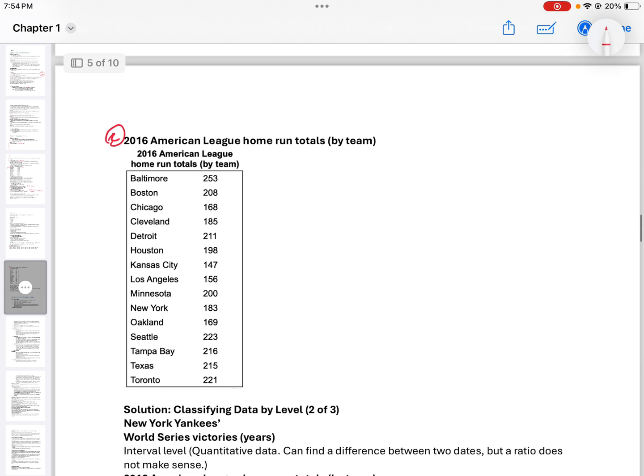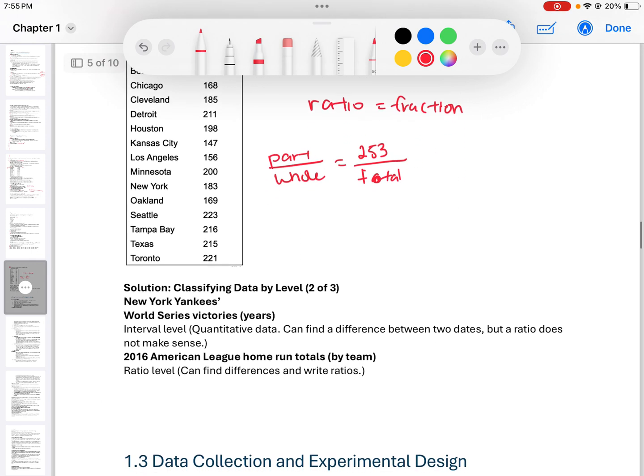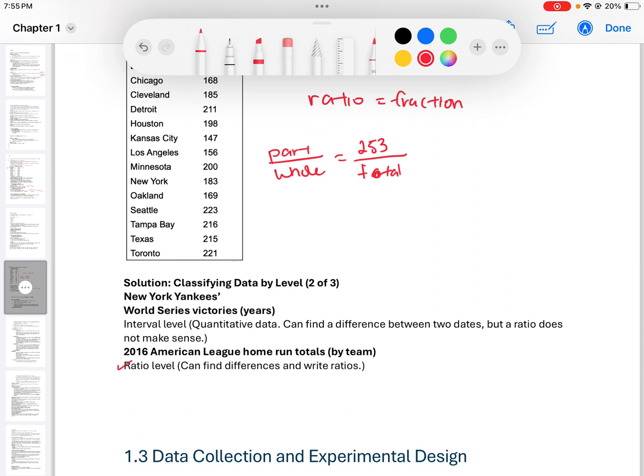One quick tell for me is the whole value of a ratio. When you think of a ratio, always think of a fraction. Can you write your conclusion as a fraction? For example, in this chart here, we can, right? If you think of it as a part divided by a whole, you can write some summary about the home runs. So for example, Baltimore had 253 out of whatever total home runs there is in this story. And so our conclusion is that for the home runs, it's a ratio level, and for the first chart using dates, that's an interval level.